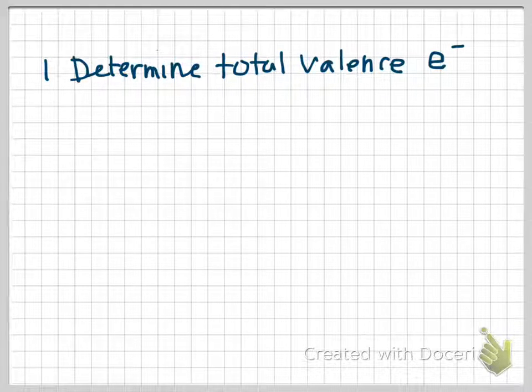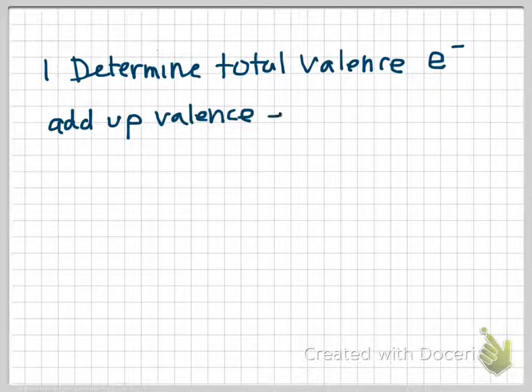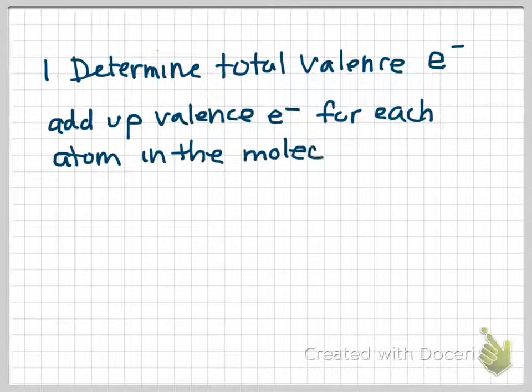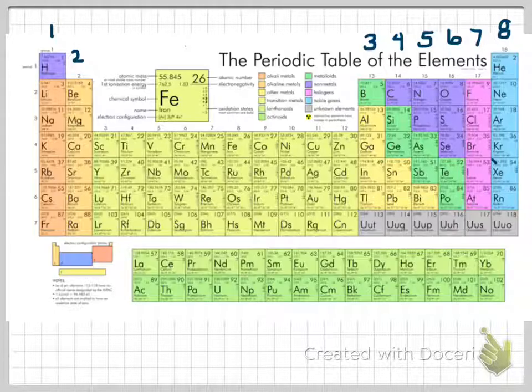So in order to do that, we use the periodic table, and we can add up the valence electrons for each atom in the molecule. So on the periodic table, this is our greatest chemistry cheat sheet here. Based on the location in the periodic table, we can figure out how many valence electrons there are.